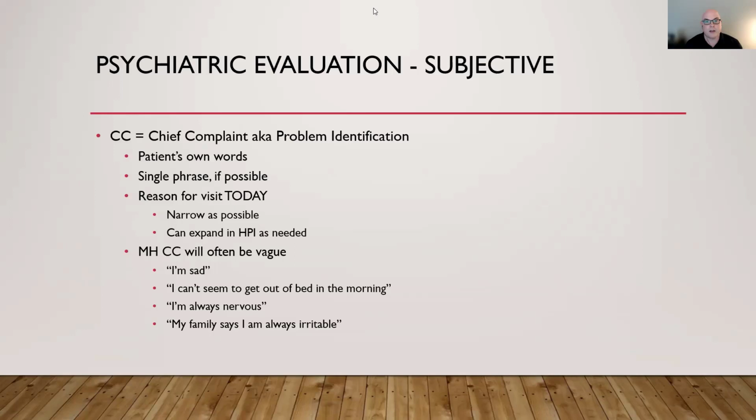As long as you're just being honest and being an honest broker, you just want to say why the patient said you're here today. Why are you here today? You want to be narrow. You can expand this in the HPI. So the chief complaint may be vague. So the patient may say, I'm sad, I'm very anxious, or I'm very nervous. My family says I'm very irritable, or I'm not sleeping well. I can't get out of the bed in the morning.